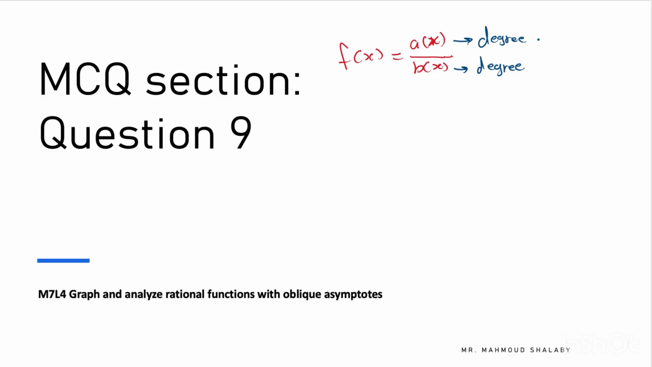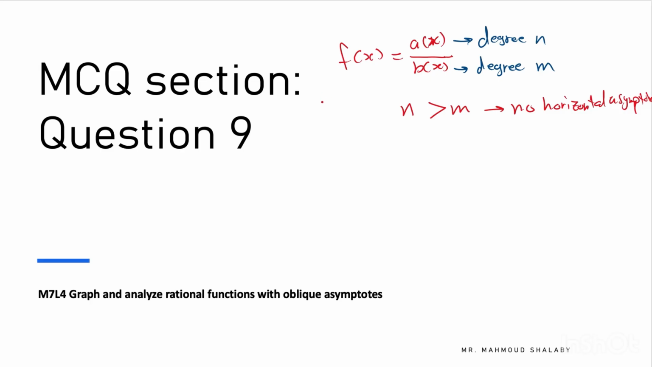Let's imagine the degree of the numerator here is n, and the degree of the denominator is m. And let's compare them. We have one of 3 scenarios. If the degree of the numerator is greater than the degree of the denominator, which means n is greater than m, it means there is no horizontal asymptote. I can just look at the degrees and compare them. If the degree of the numerator is greater than the degree of the denominator, I will say there is no horizontal asymptote. But you have to mention this.